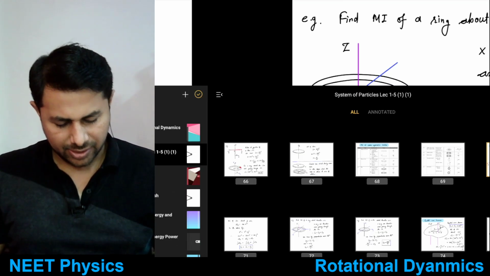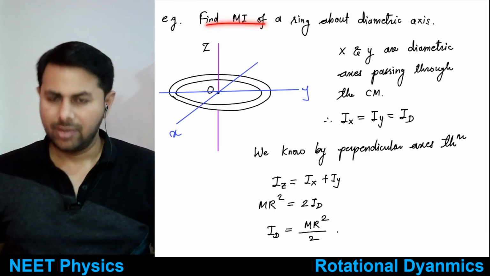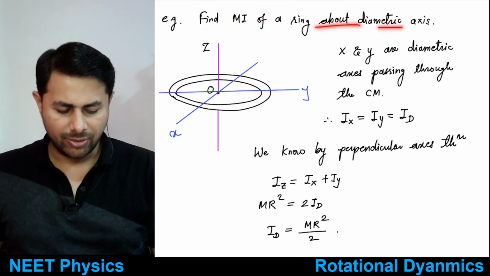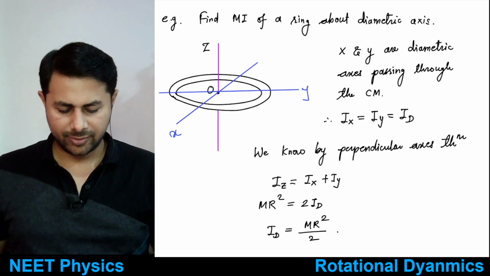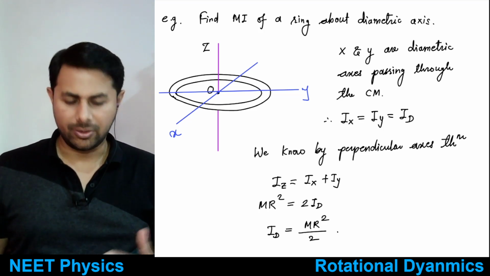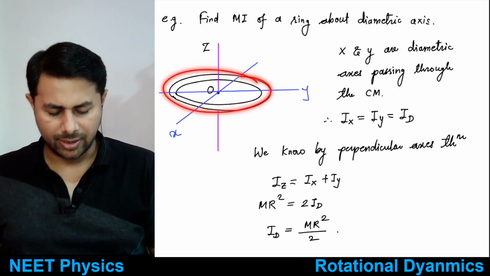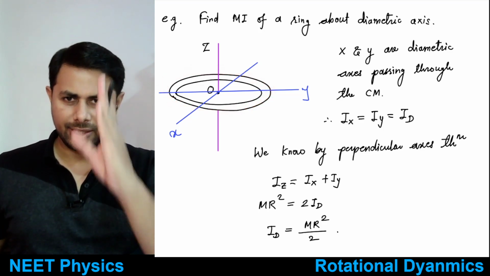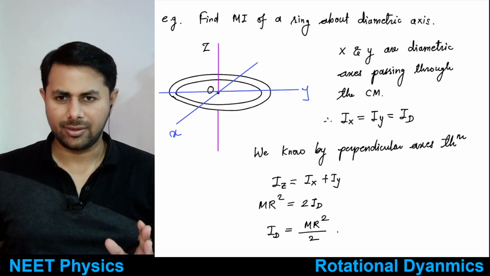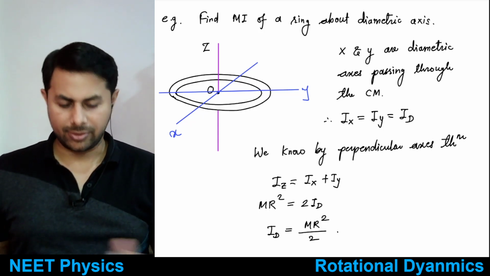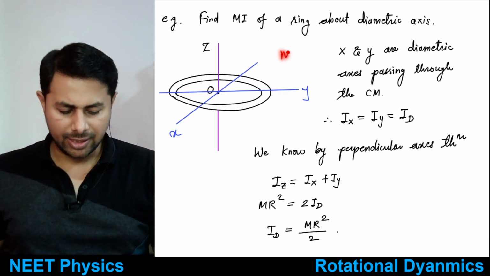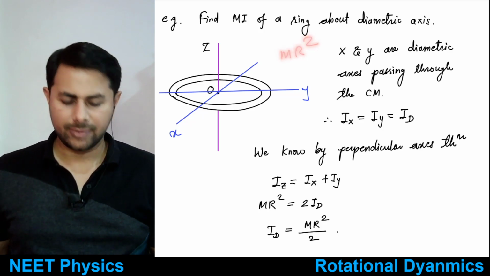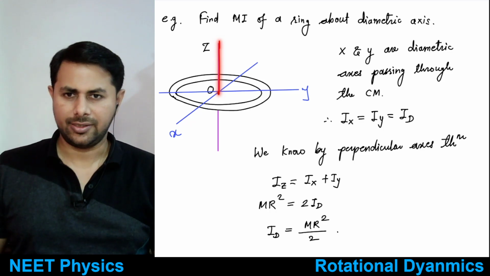Okay, so let's find the moment of inertia of a ring about a diametric axis. What do we know right now? We know the moment of inertia of a ring about an axis passing through its center and perpendicular to the plane. This we should know, right? That is MR squared. That is our Iz.